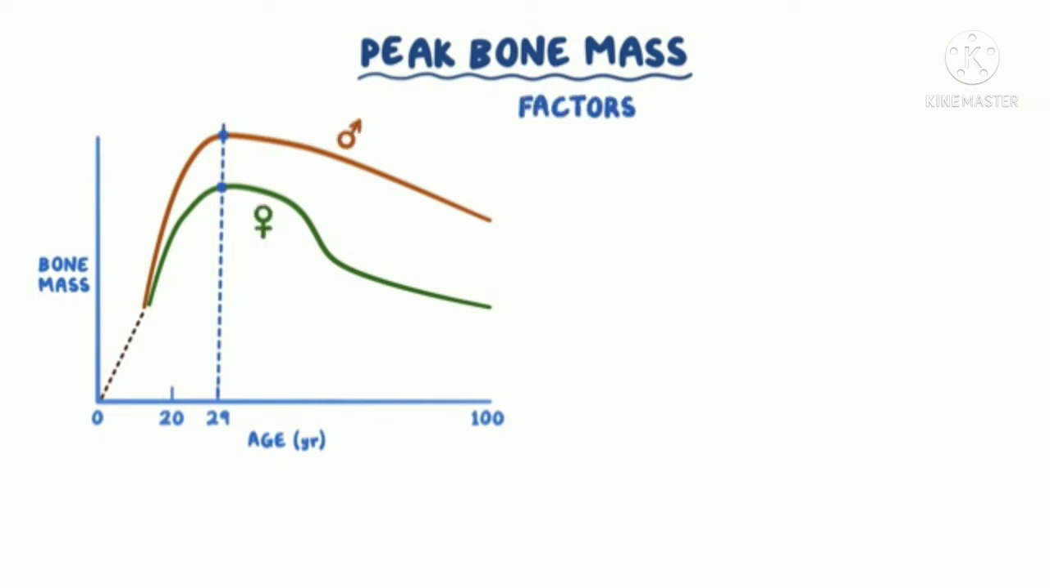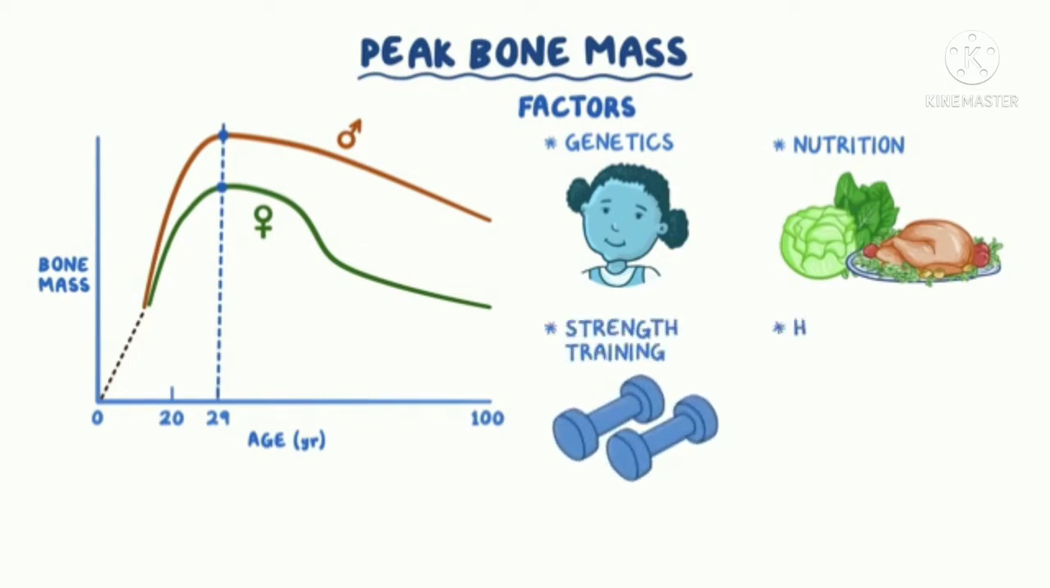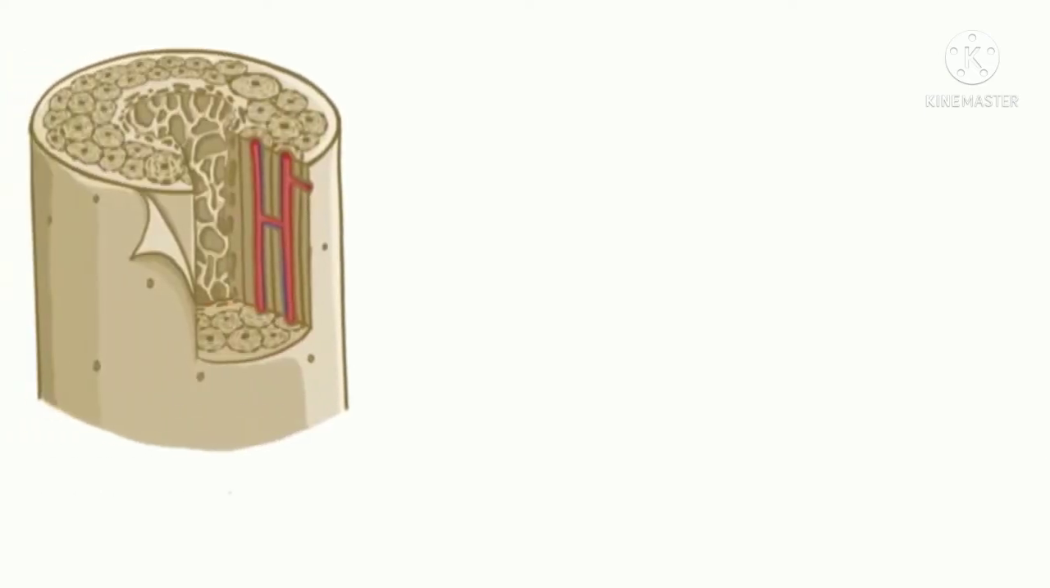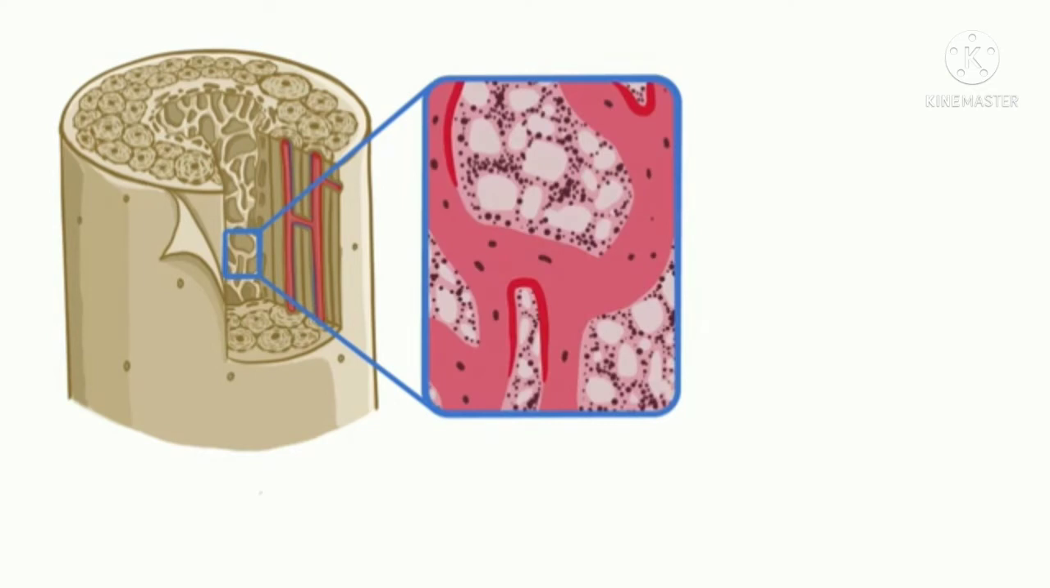Factors that determine the peak bone mass are genetics. For example, people of African descent tend to have greater bone mass, and nutrition, meaning adequate vitamin D intake increases peak bone mass. Finally, strength training increases peak bone mass, as well as hormones like estrogens and androgens that inhibit bone resorption. Okay, now when osteoclasts break down bone faster than the osteoblasts can rebuild it, it results in the lowering of the bone mass and eventually an osteoporosis.